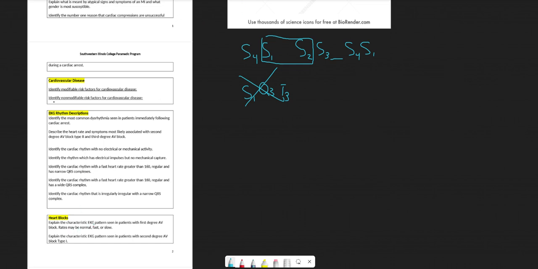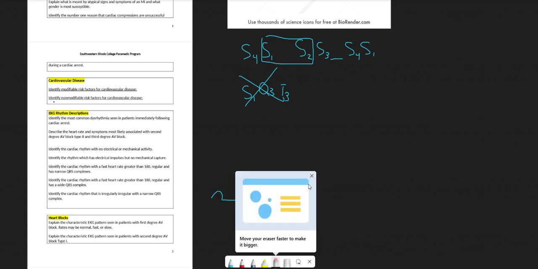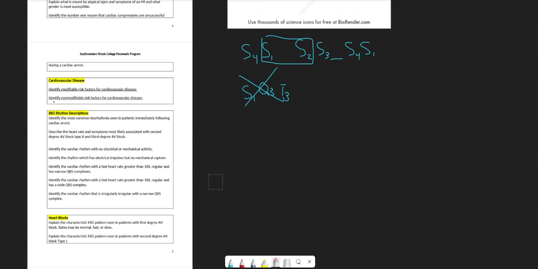Explain the characteristic EKG pattern seen in patients with first degree AV block. Rates may be normal, fast, or slow. So first degree AV block is just a prolonged PR interval. So we have our P wave, and then we have our QRS. Oh, that's a great looking EKG. But you get the idea. The PR interval is just long.